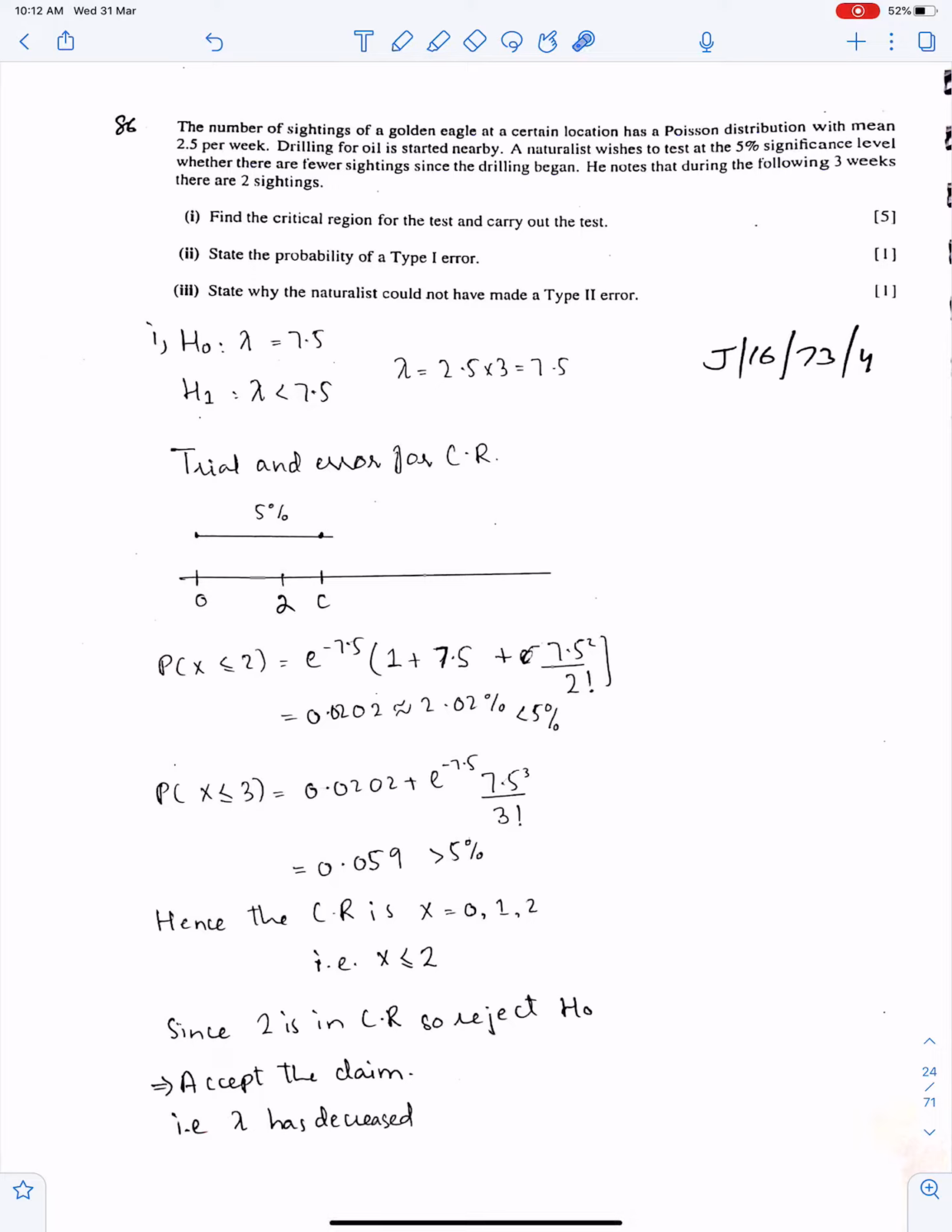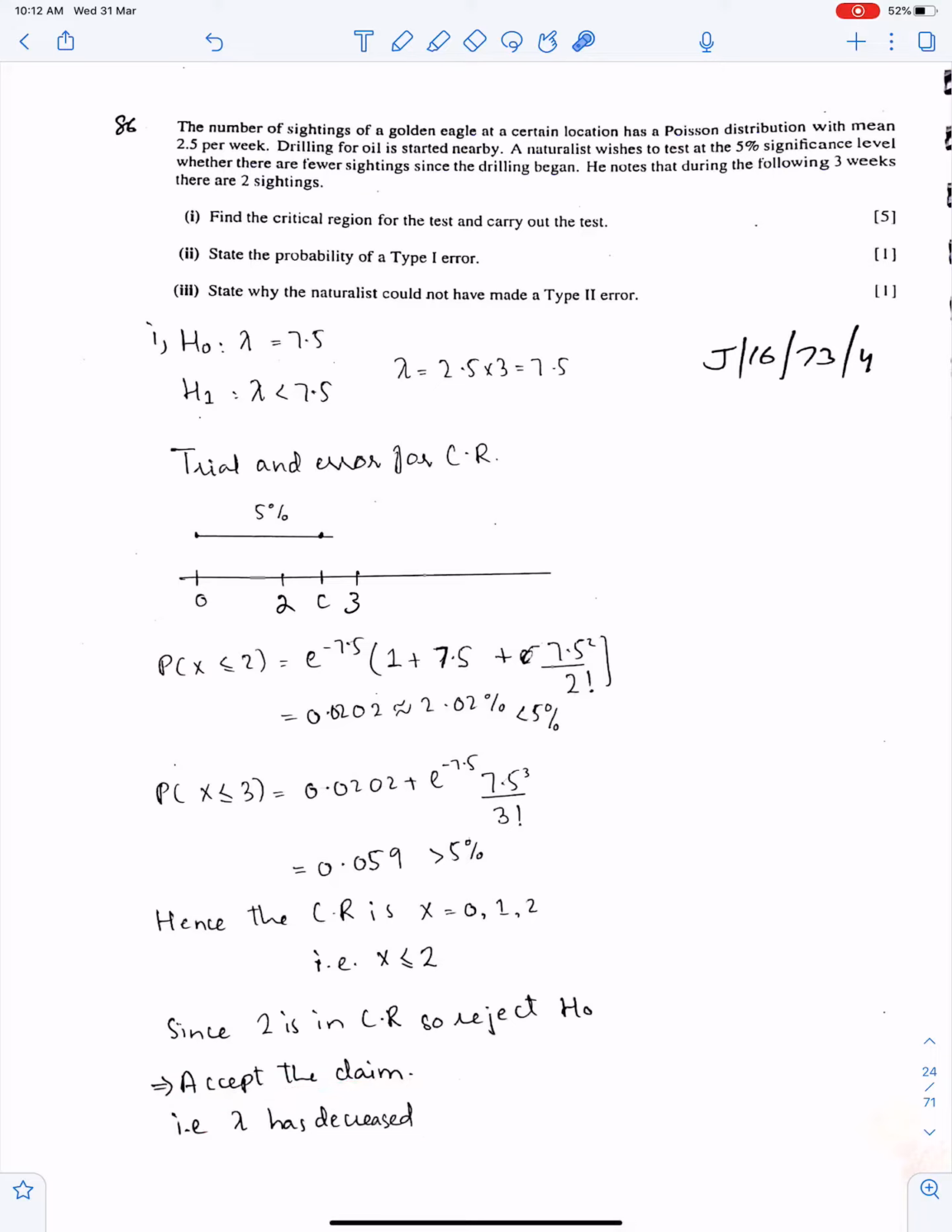Now check the probability of 3, which is greater than 5%. So 3 is not in critical region. So since 2 is in critical region, therefore reject H0, or accept the claim that lambda has decreased.